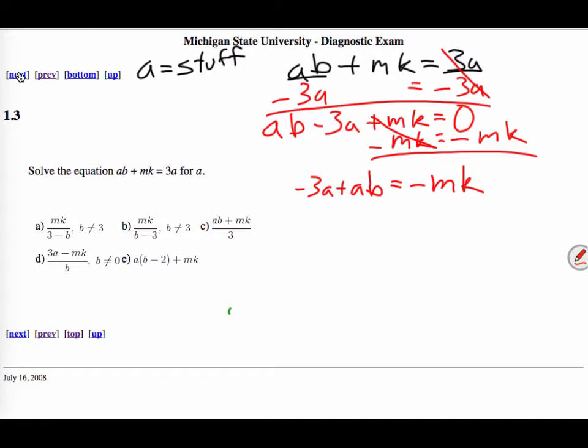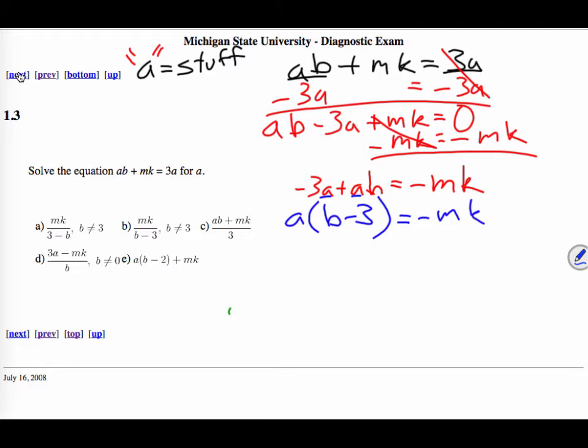Now this is where a lot of people get stuck. Remember, I want to solve for A. And so I have an A here and an A here. Why don't we just factor that out, which will give me negative 3 plus B. Actually, you know what? I should have left it the original way. Let's do A times B minus 3. You'll see why in a second. Well, all of that is equal to negative MK. I guess it doesn't matter. Well, this is good practice.